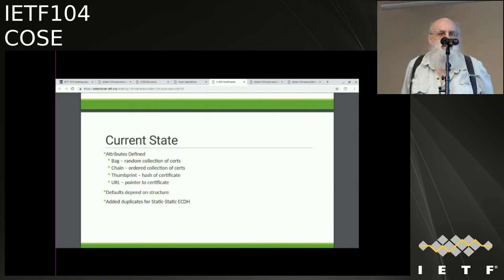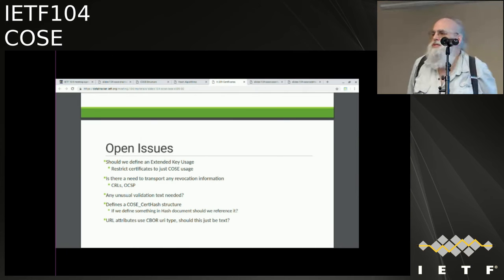Which meant that when I sat down to actually start doing things, I said, oh my gosh, I need to do something for static as well. So I also have added some duplicate stuff for static. I did not duplicate the bag of certs because that seemed insane. A single bag is sufficient. You shouldn't need two.